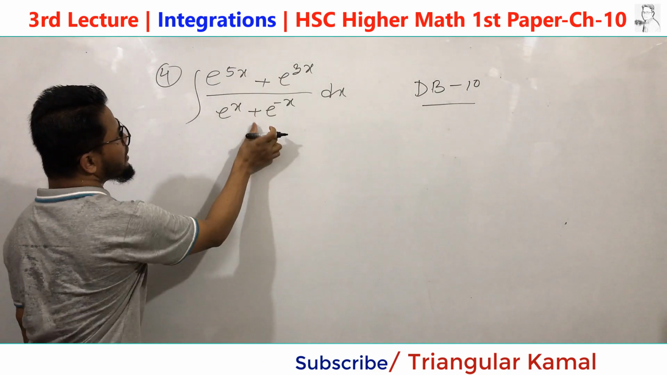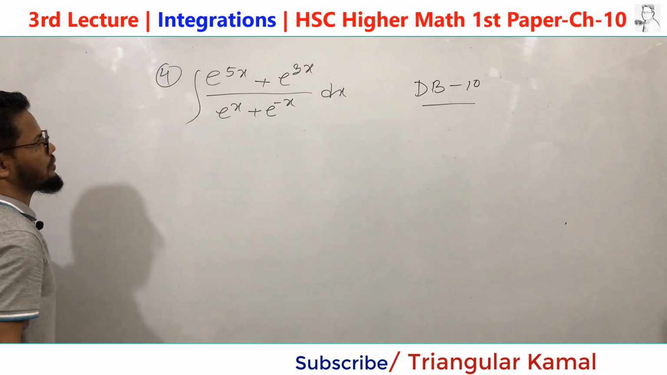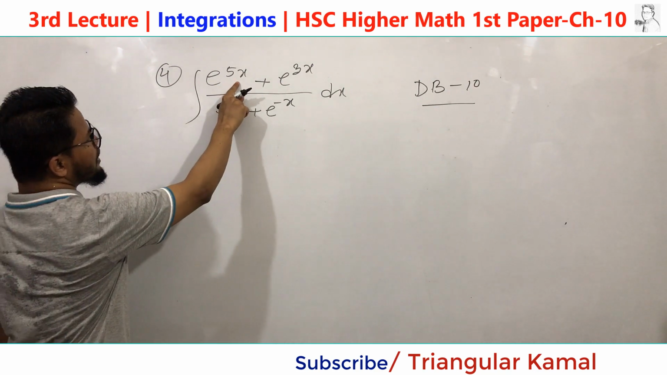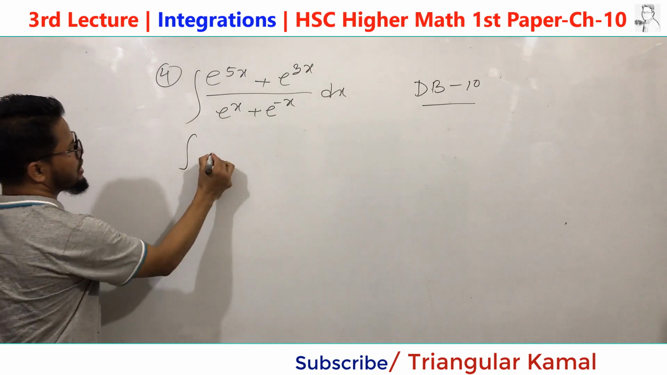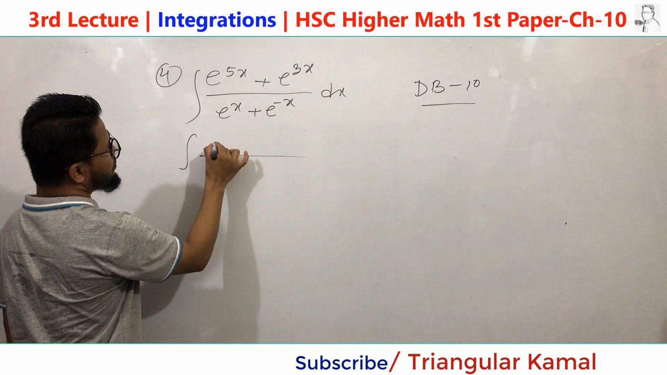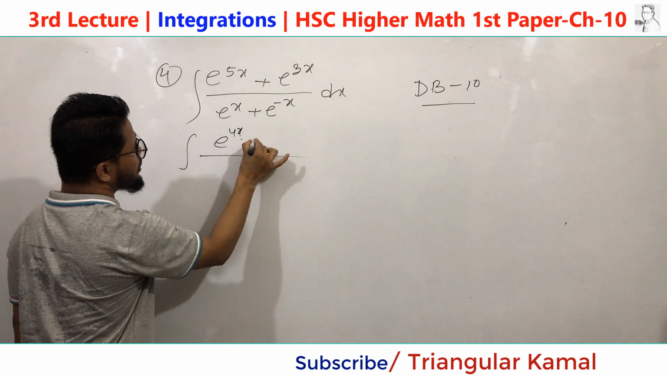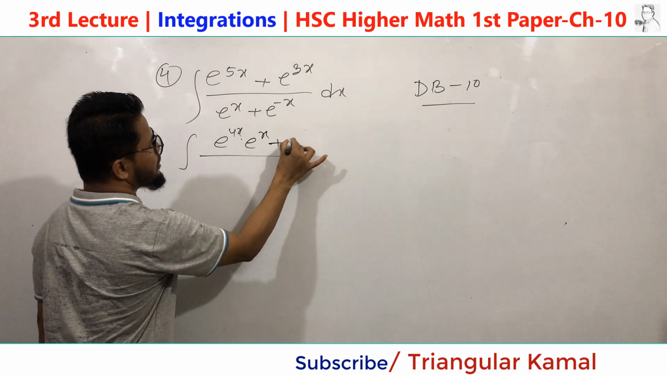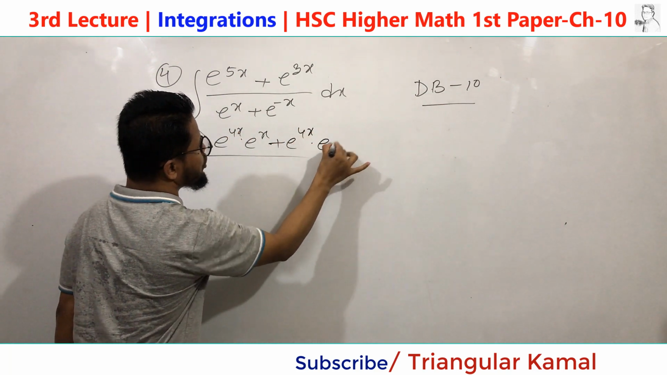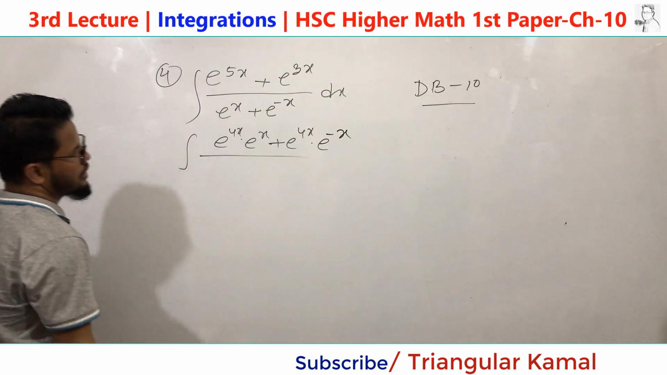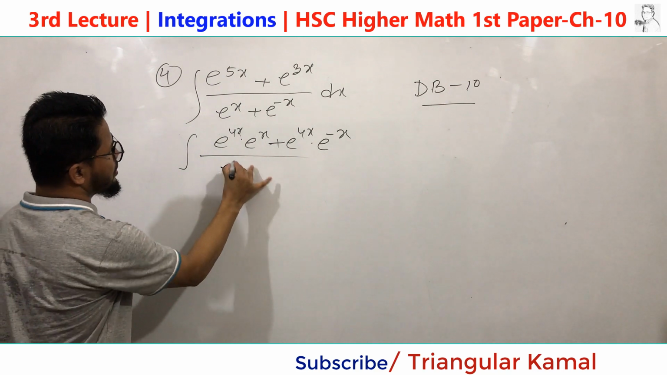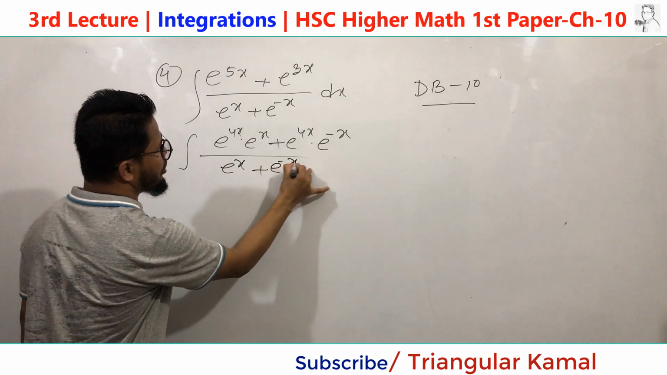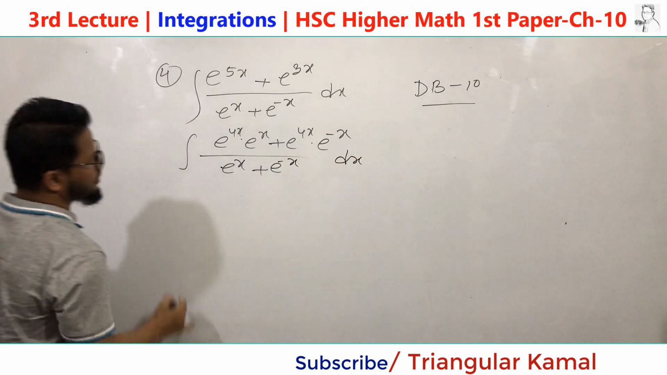Okay, dear audience, give attention. The numerator part and denominator part are not the same. But we can convert this numerator as like the denominator. Just give attention here. This is the 5, so e to the power 4x e to the power x plus e to the power 4x e to the power minus x. Just do simple calculation, you will get the same numerator part, e to the power x and e to the power minus x dx.